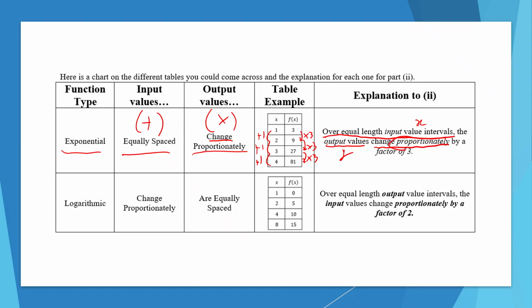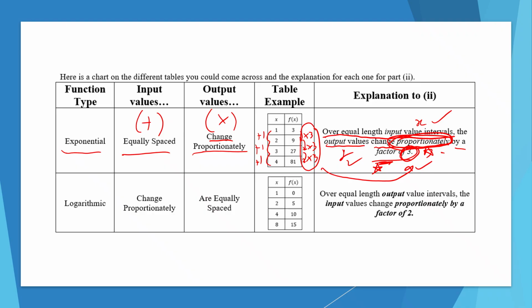I need to see this word proportionately in your answer if it is exponential by a factor of 3. So I need to see what the factor is. So proportionately and factor are going to be the two keywords here. And then of 3, 3 is your multiplication rule. So I need to see that rule as well. All three of those parts are going to be what I'm looking for for exponential.